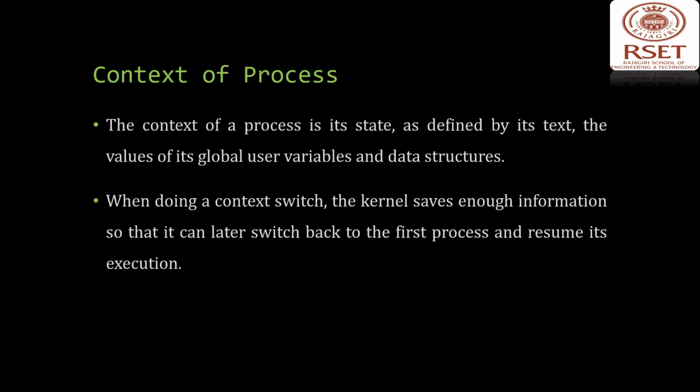Now moving on to another concept, which is the context of a process. The context of a process is defined by its text, the value of its global user variables and data structures, the value of the machine registers it uses, the value stored in its process table slot and U area, and the contents of its user and kernel stacks. While doing a context switch, the kernel saves the current information and switches to another process, so that it can later switch back to the first process and resume its execution.